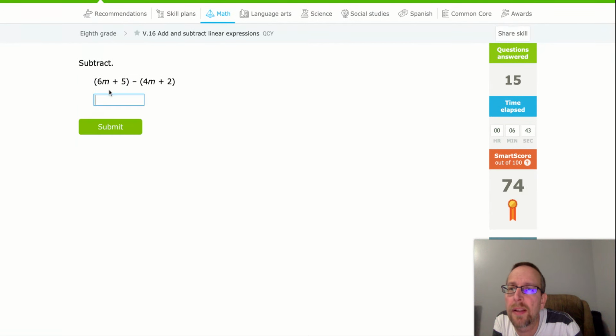Here we have a minus sign, so watch the minus sign. 6m minus the 4m is 2m, and 5 minus a positive 2, or minus 2, is 3. So it's a plus 3.